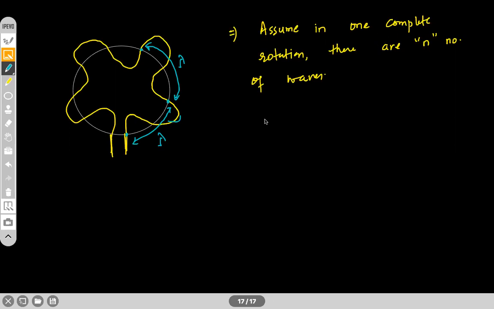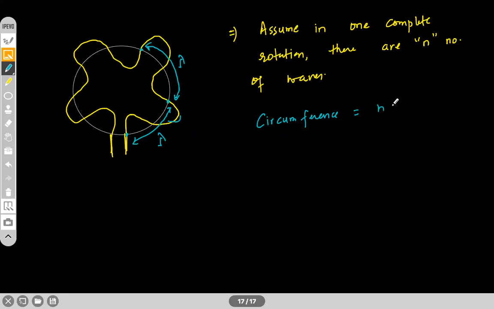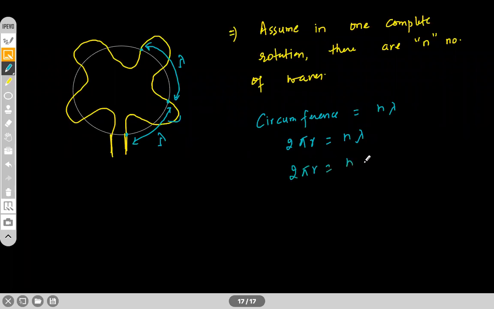So could we write the circumference of this orbit is equal to n times lambda? Is it clear? Because n waves create lambda, lambda, lambda, n times, so n lambda is the circumference. We also know the circumference is 2 pi r, where r is the radius of this orbit. From the de Broglie hypothesis, we can write lambda is equal to h by mv. So when you rearrange this, you get mvr is equal to nh by 2 pi.